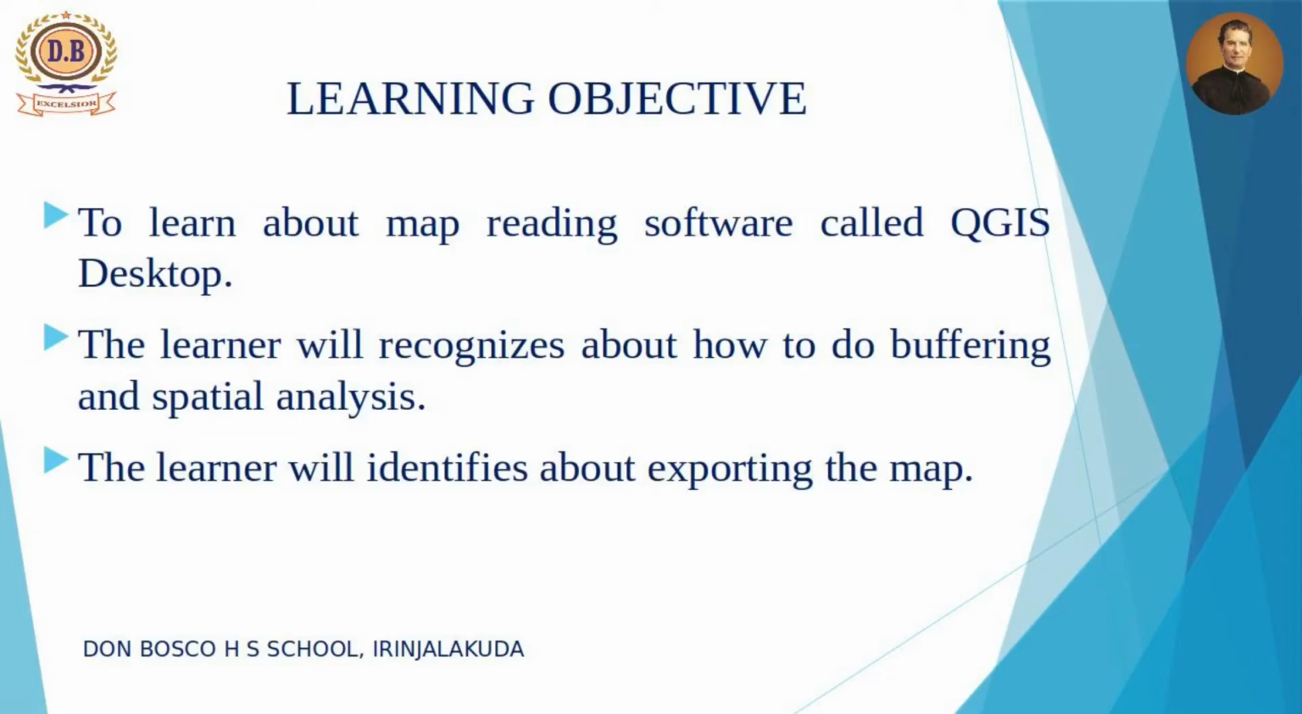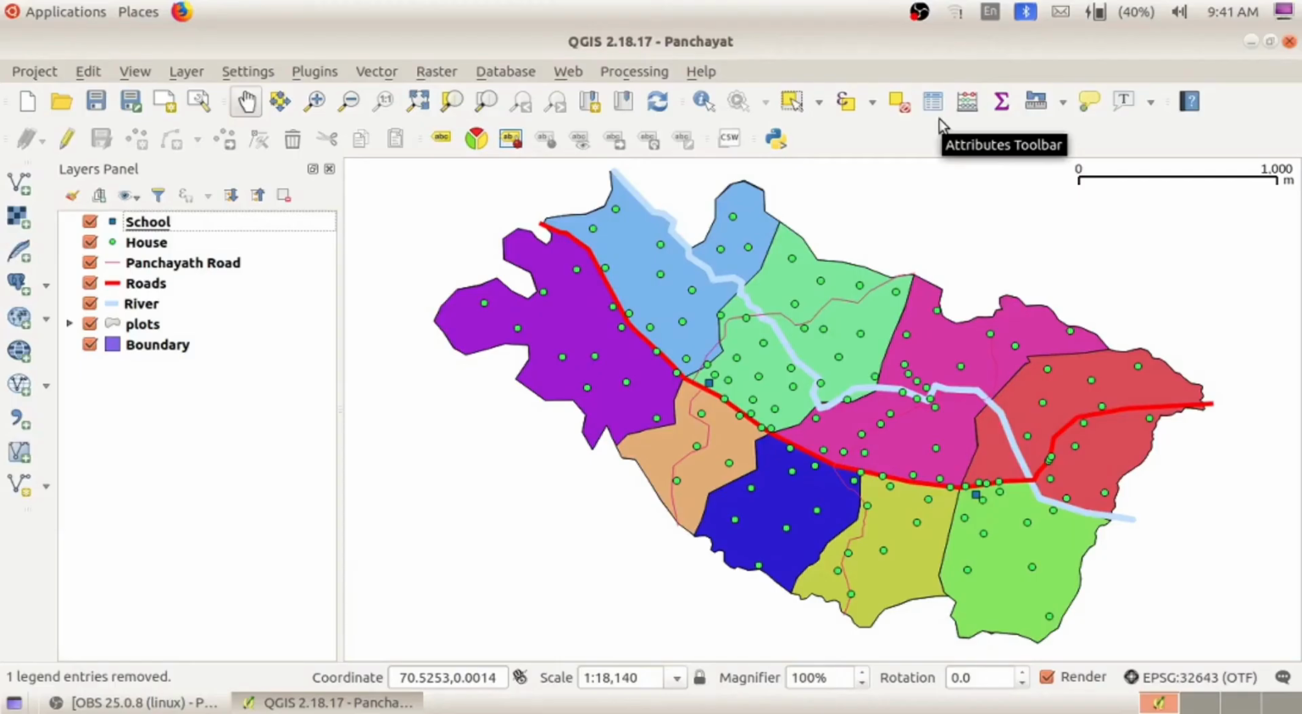In today's class session, you will learn about the map reading software called QGIS Desktop, and also how to do buffering and spatial analysis. That is one of the important questions in this chapter. The learner will also identify how to export the map. We are moving to activity 6.7, buffering, which is one main activity, and also activity 6.8, printing the map. Both activities are very important, so please listen to the class.